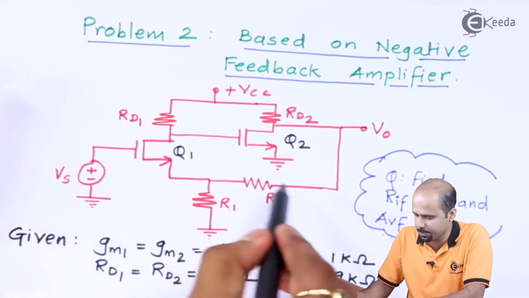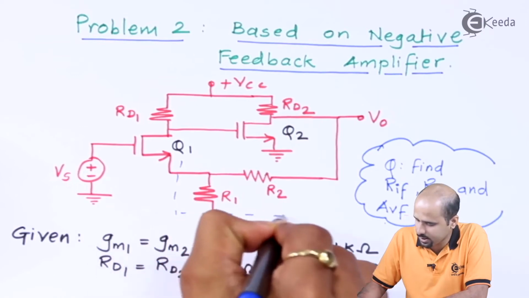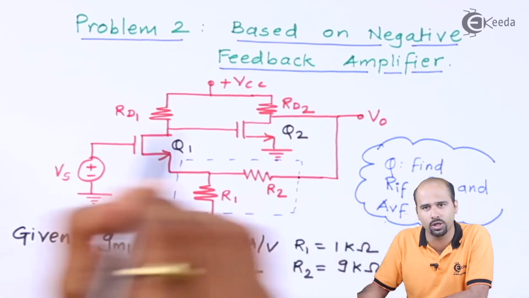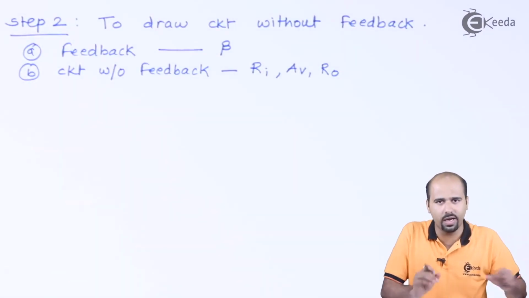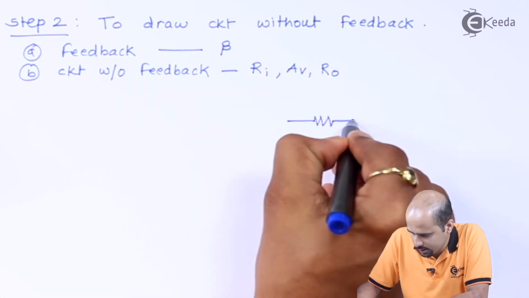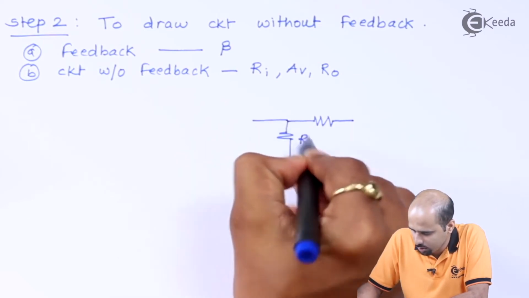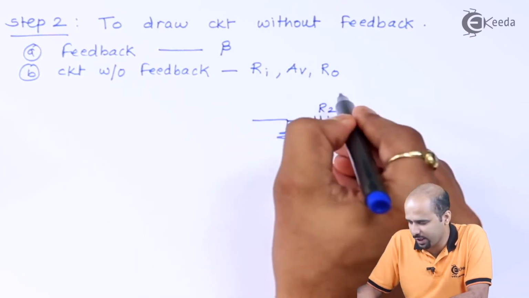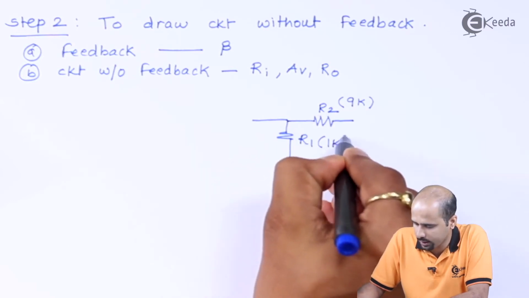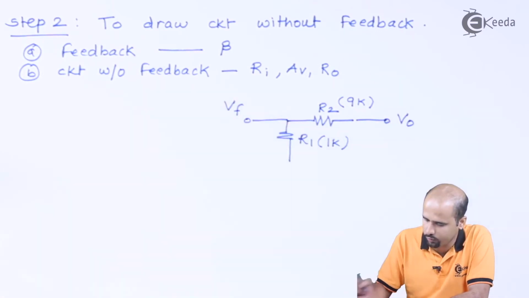So I will draw just this particular feedback circuit and I will say that this is nothing but the feedback circuit. I am marking it with a dotted line, where this is your output voltage. We have to find out the value of B, right? So I will draw this circuit here again. This is the value of R2, this is the value of R1, whereas the value of R2 is 9K and the value of R1 is 1K. Here I am getting the value VO and here I have the value VF.